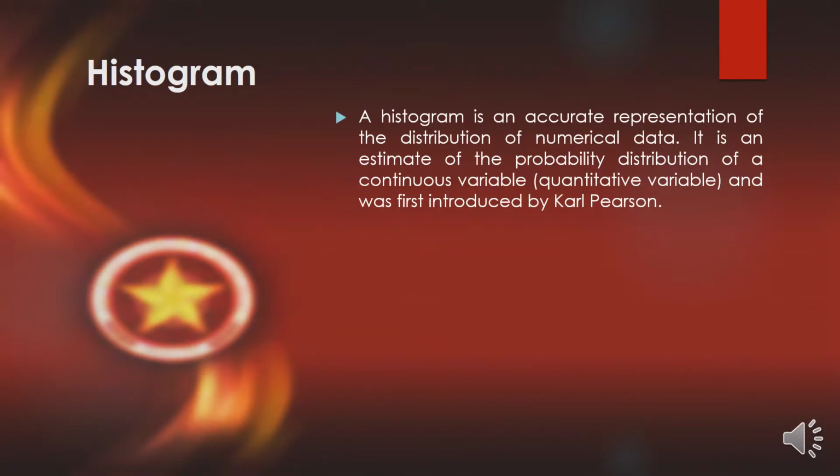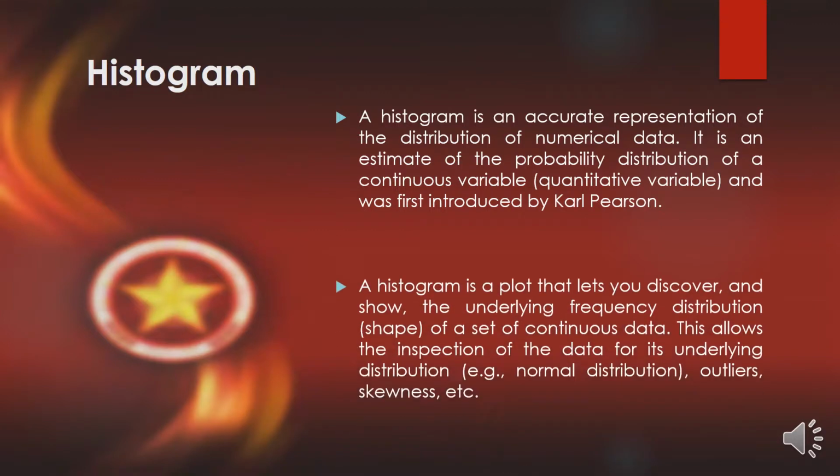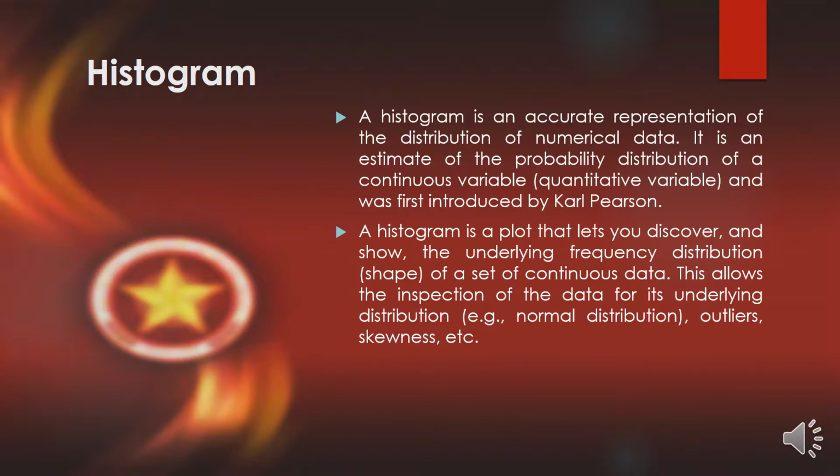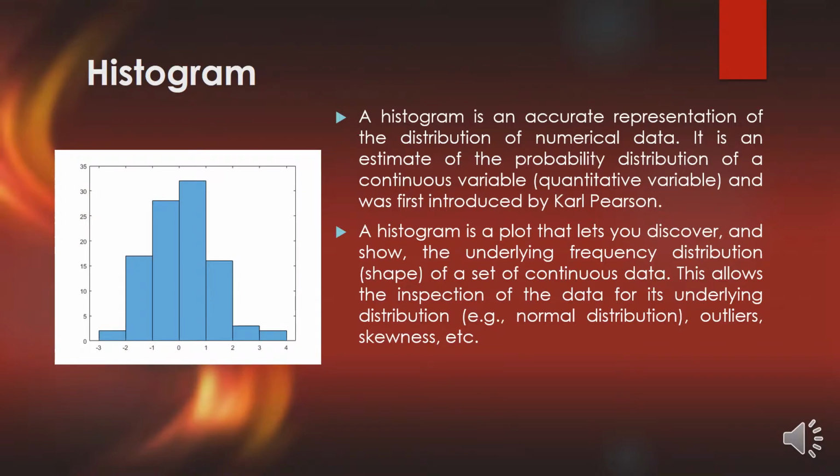Histogram is an accurate representation of the distribution of numerical data. It is an estimate of the probability distribution of a continuous variable or quantitative variable and was first introduced by Karl Pearson. A histogram is a plot that lets you discover and show the underlying frequency distribution or shape of a set of continuous data. This allows the inspection of the data for its underlying distribution or normal distribution, outliers, skewness, and so on.